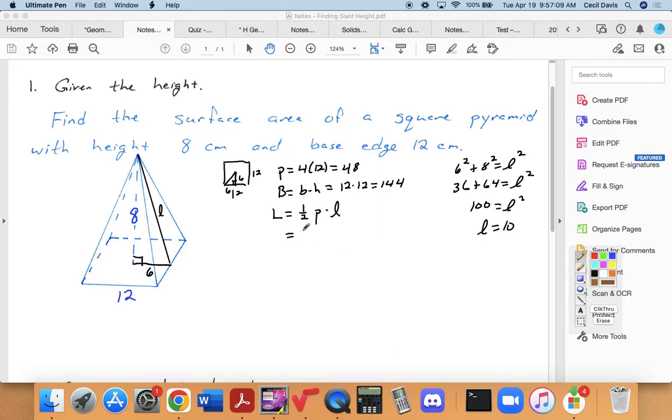So we have 1/2 of 48 times 10. 240, exactly. And then they ask us for the surface area. The surface area is the lateral area plus the area of the base. And it's just 1 because there's only one base. Exactly right. So that's 240 plus 144, 384 square centimeters because it's area.